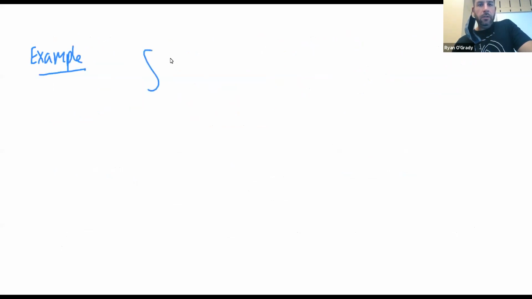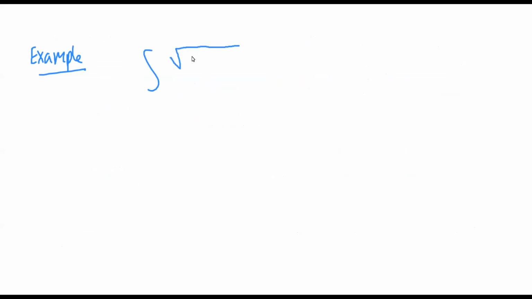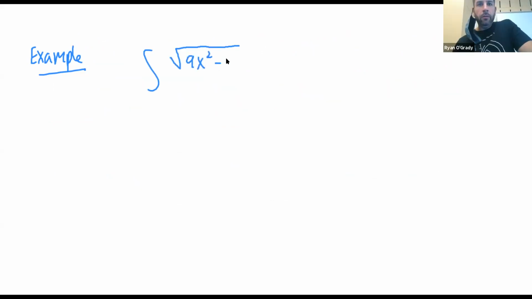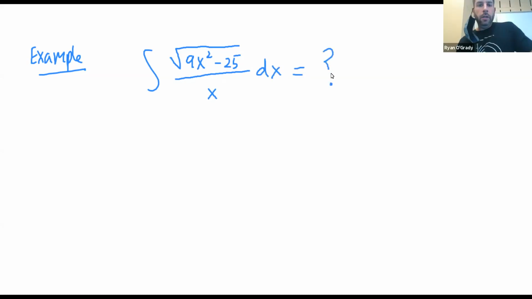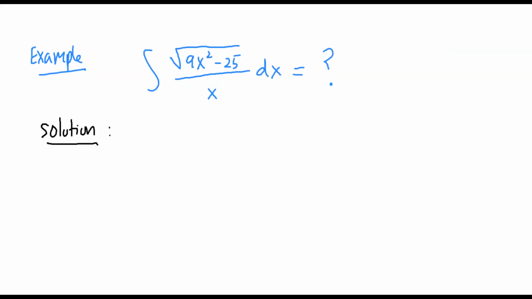So suppose we wanted to integrate, how about the square root of 9x squared minus 25, all over x. So here's the integral that we come across. We want to see what we can get anywhere with this. We need to have some sort of experience to do this without guessing and checking. So what do I mean by experience without guessing and checking?